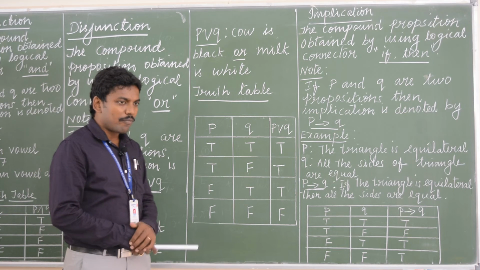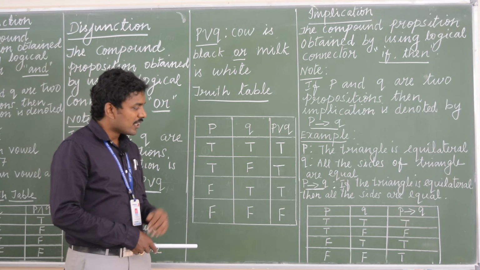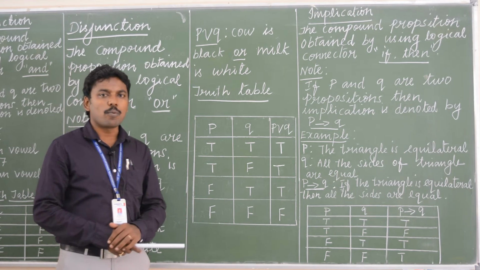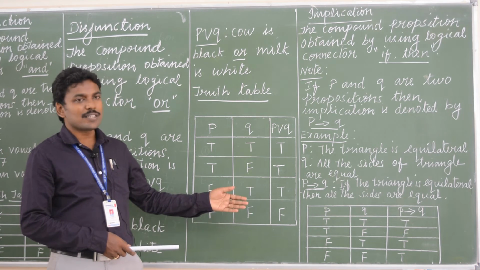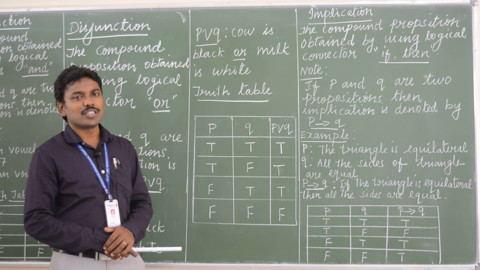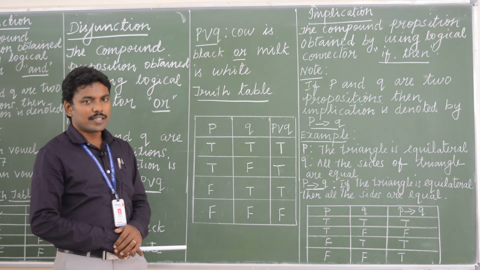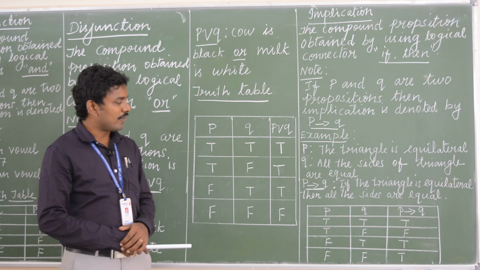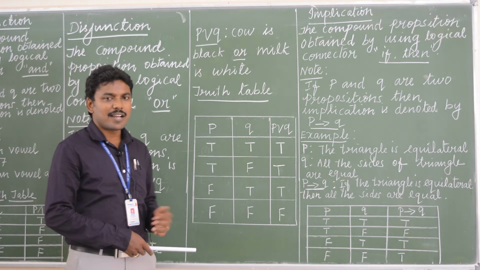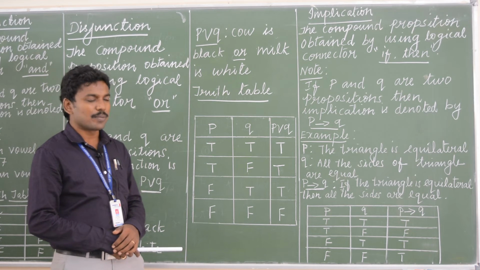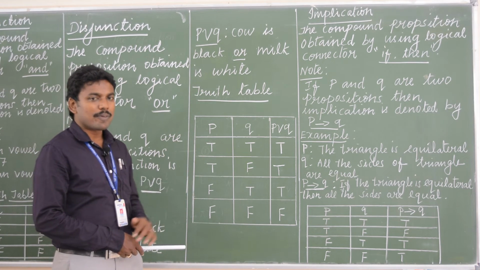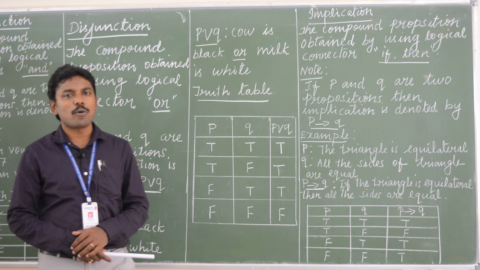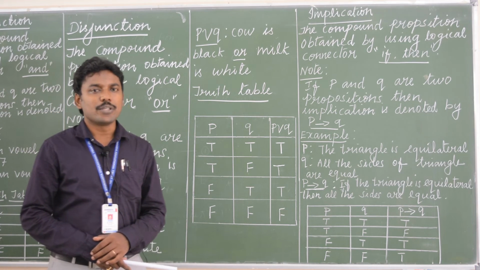One more way to remember disjunction is that it is always true, except in one case. If both are false, then it is false. In all other cases, disjunction is true. As I told you, remember this table very well, and you will understand the importance of this table. I do hope you have understood disjunction. Once again, disjunction is a compound proposition in which we use OR.